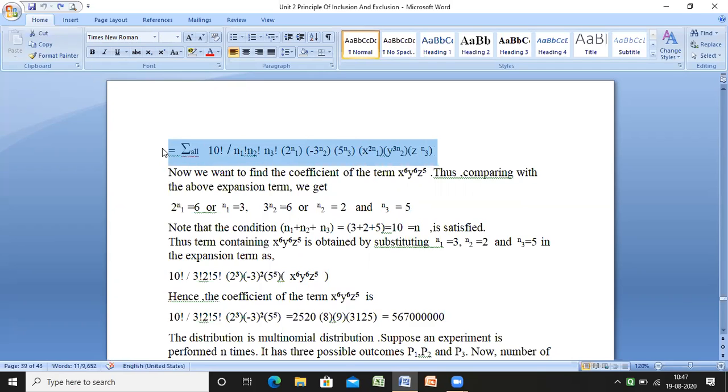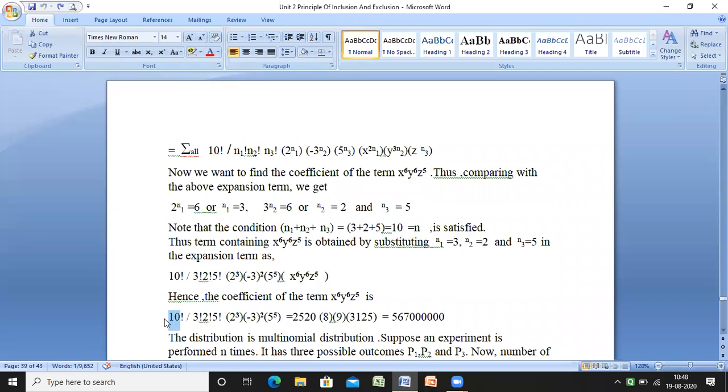This equation converts to 10 factorial divided by 3 factorial, 2 factorial, 5 factorial, and all the values are related to x, y, z. Now what we get is the coefficient value. Coefficient means, suppose, 5x squared: the coefficient of 5x squared is 5. In 7y cube, the coefficient of y cube is 7. In this way, we get the coefficient of x6, y6, and z5 as this one.